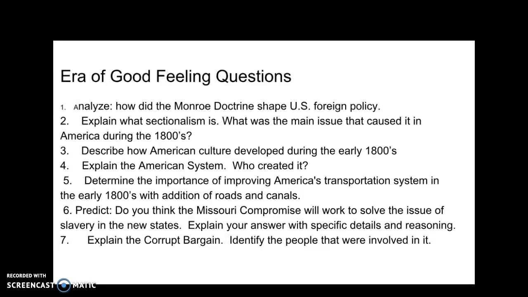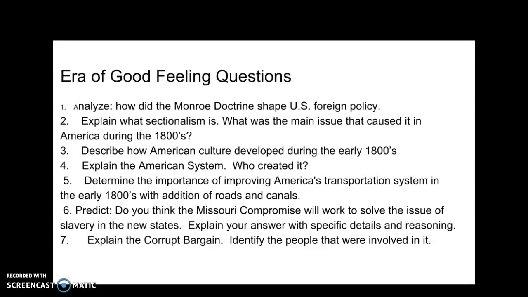Predict, do you think the Missouri Compromise will work to solve the issue of slavery in the new states? Of course it won't. The only way to solve the issue of slavery is to end slavery. So we skated around that. It's like putting a Band-Aid on a gaping wound. The United States had a huge wound on slavery that would cause millions of people to suffer and eventually lead to a terrible war, and we put a little Band-Aid on it with the Missouri Compromise, which of course will not solve the problem, just make it worse in the long run.